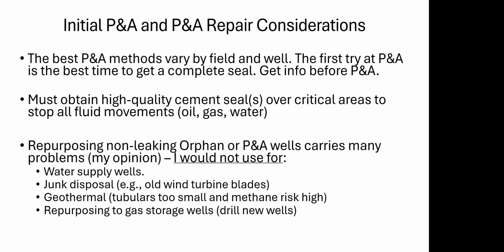Now, geothermal might be a potential use for this, but the tubulars are too small. You have to have very large tubulars to move the amount of water to make a geothermal project efficient and payable. So we just don't have that. Besides that, if you've got a methane leak coming into that old well, you don't want that coming up with your steam and then going to flash it off. It's going to be a disaster. So be cautious about repurposing these older wells, particularly the orphans and the ones that were shut in.